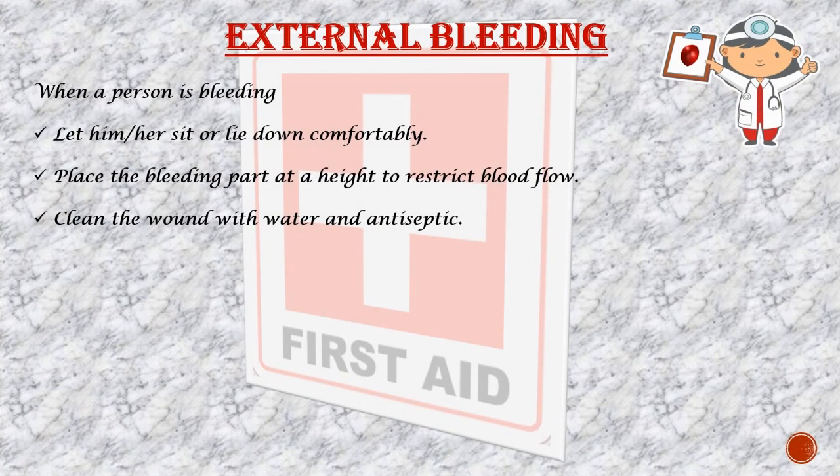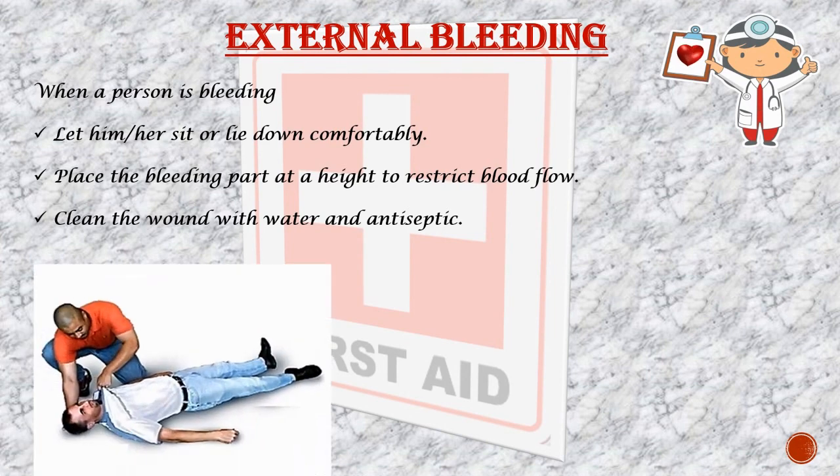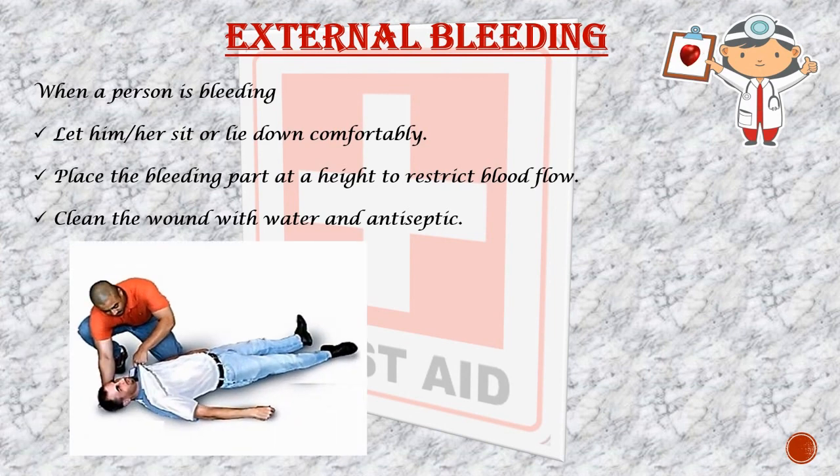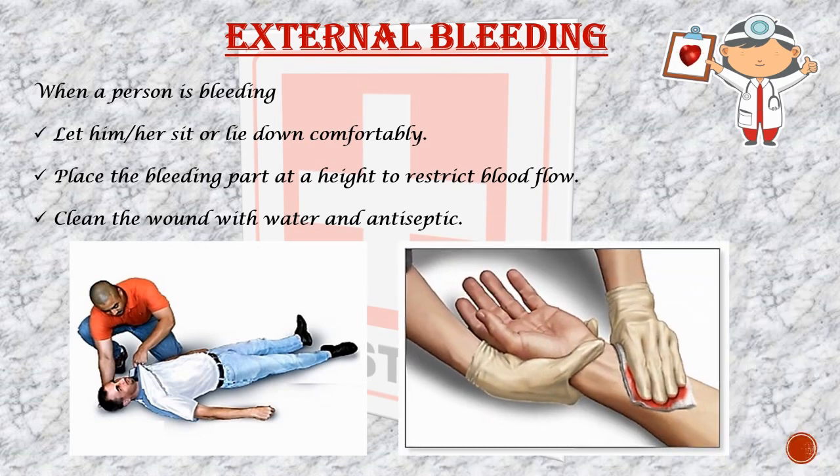Now students, let us see some of the first aid protocols. Now if the person is bleeding, let him or her sit or lie down comfortably. Then place the bleeding part at a height, that means it should be above the level of heart. Why is it so? It is because to restrict the blood flow. Then you have to clean the wound with water and antiseptic.